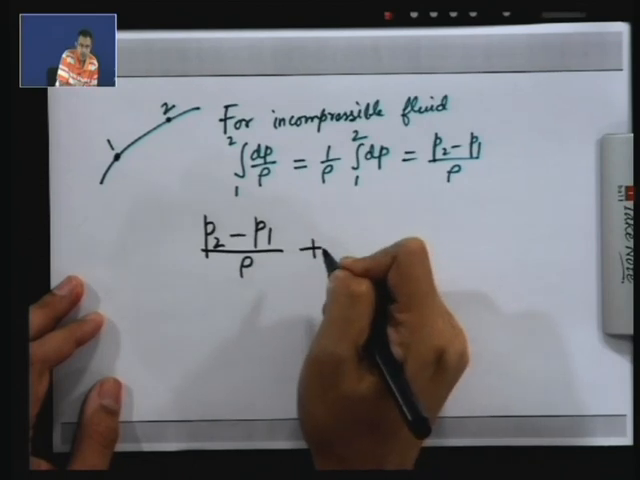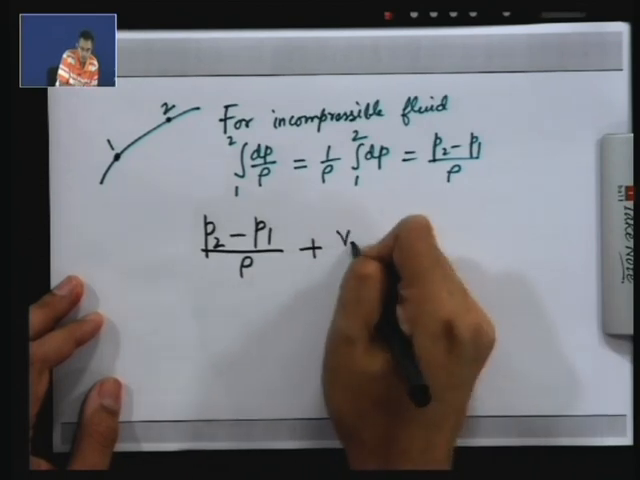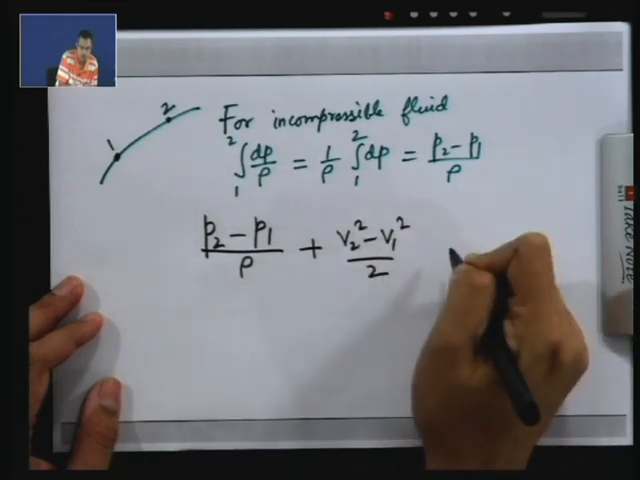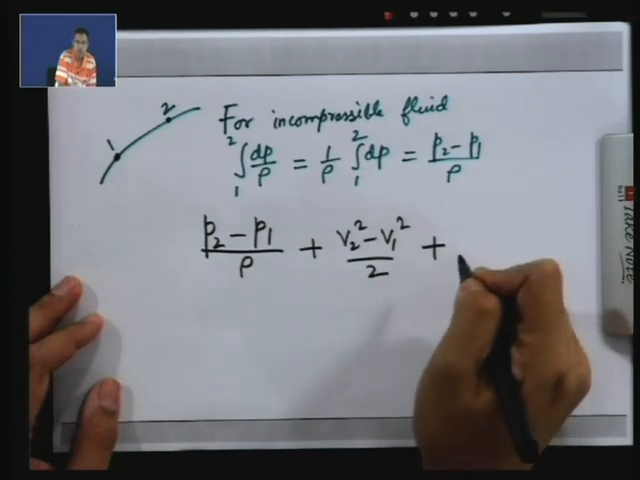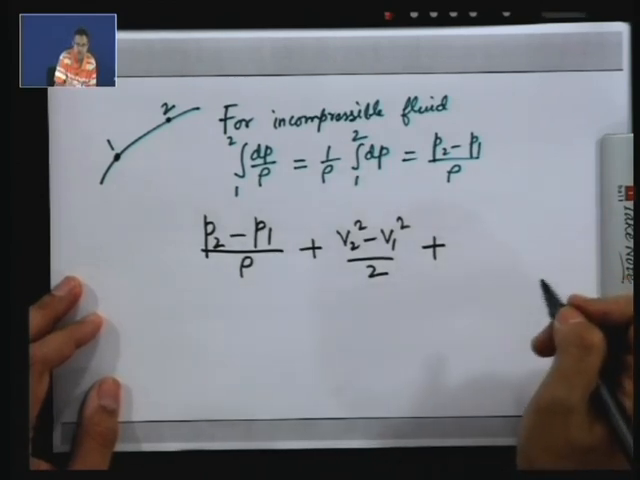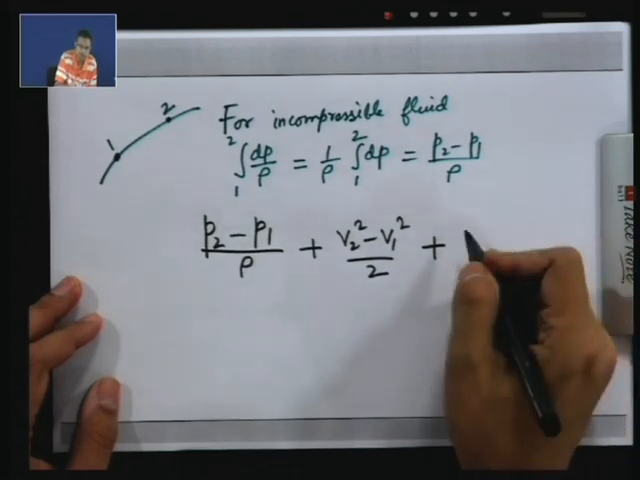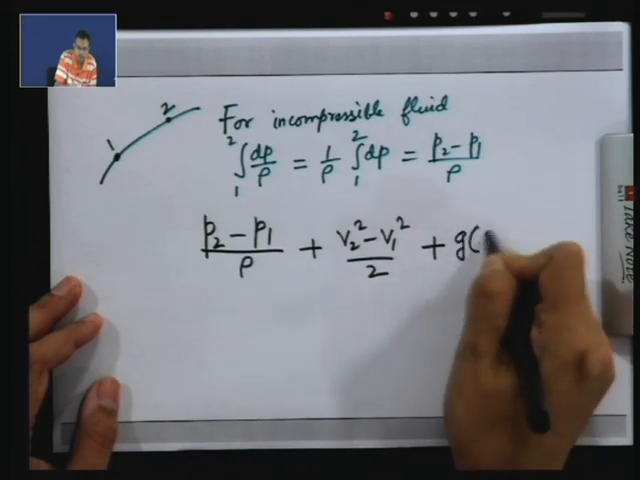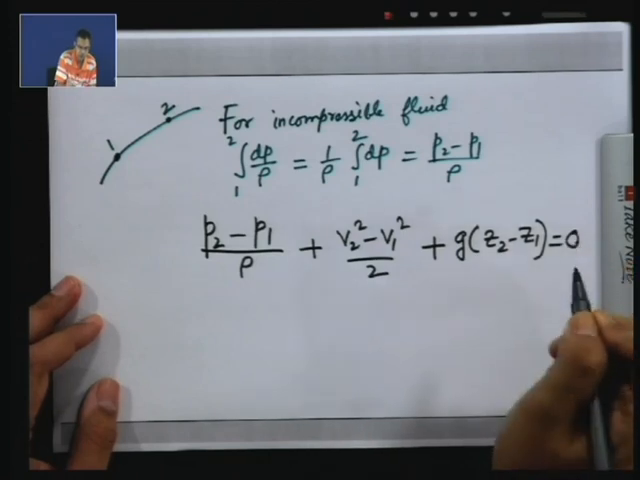plus integral d of v square by 2 becomes v square by 2. So, v2 square minus v1 square by 2 plus integral g dz, if we are considering that g is constant over the range of height considered, then we can take g out of the integral and write g into z2 minus z1, this is equal to 0.